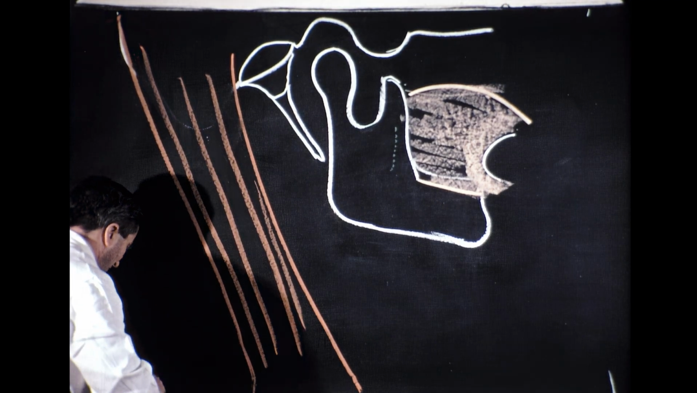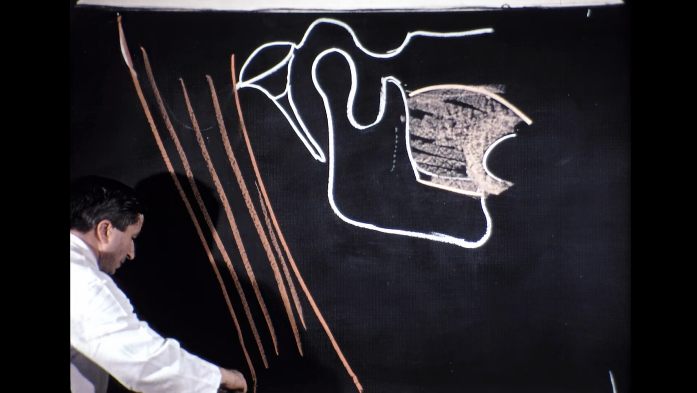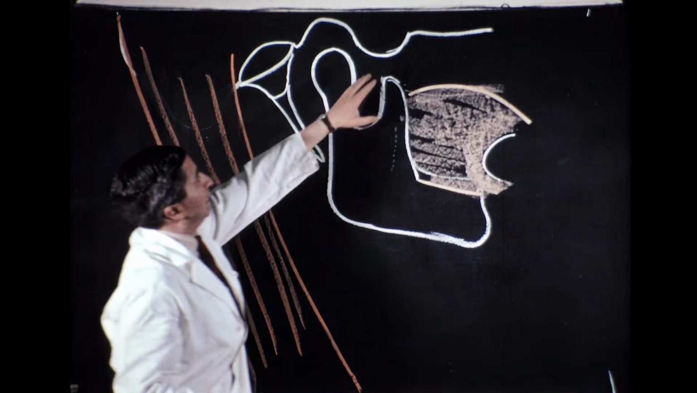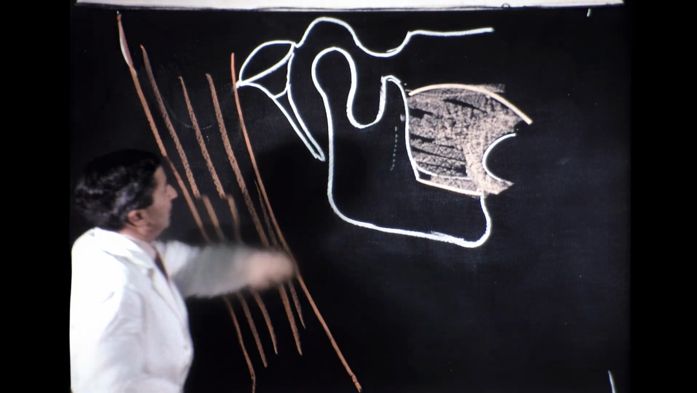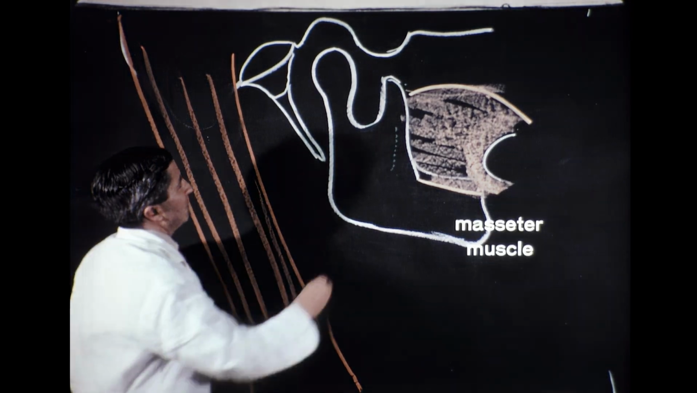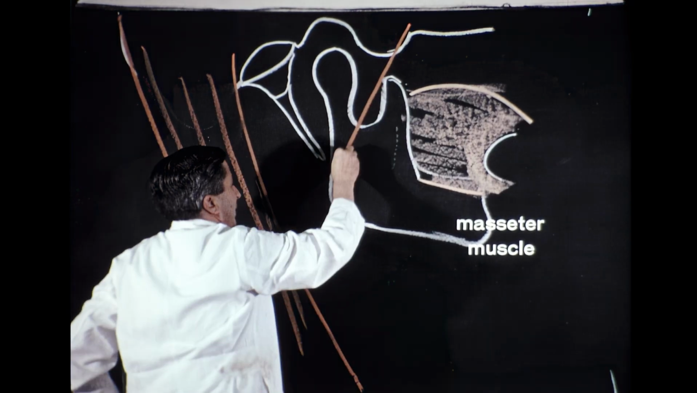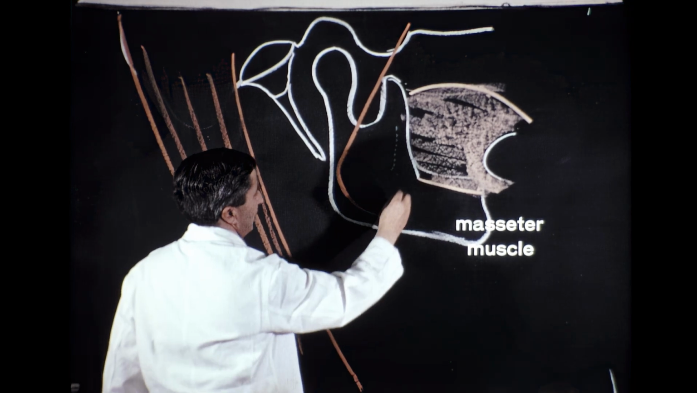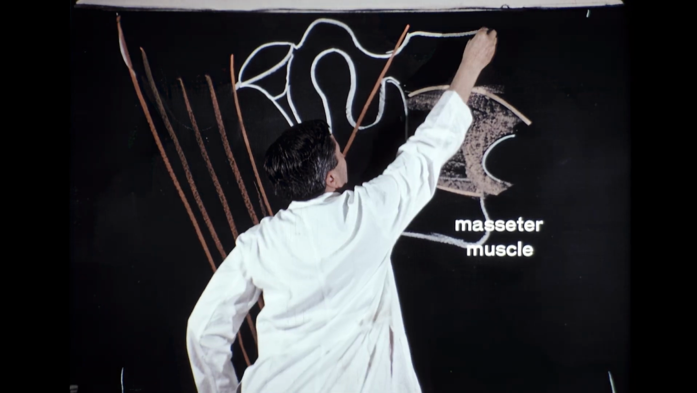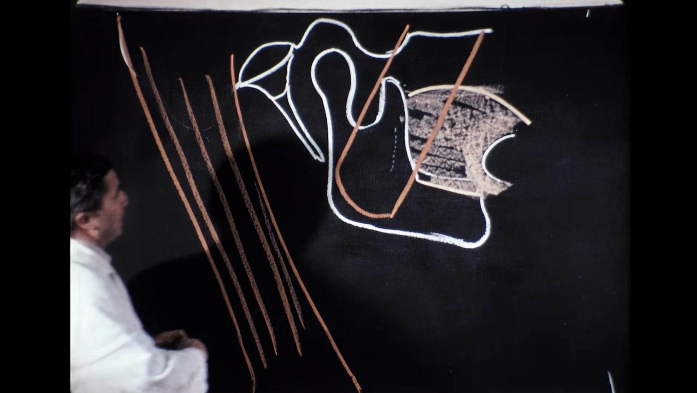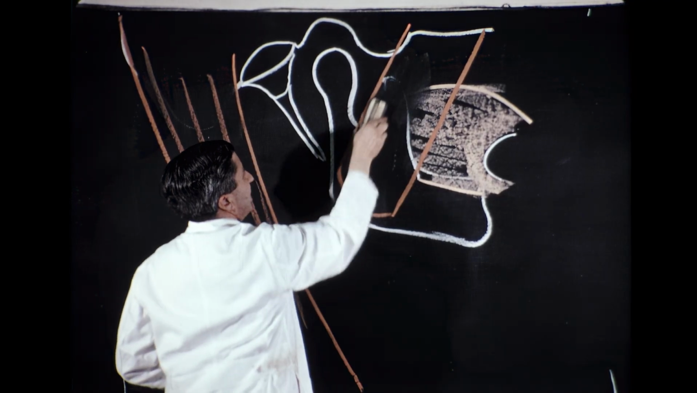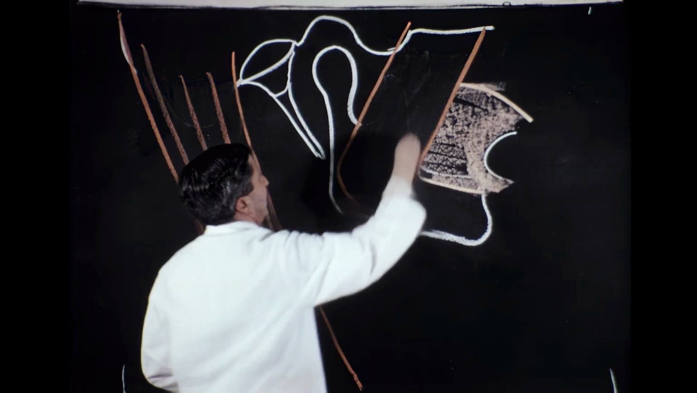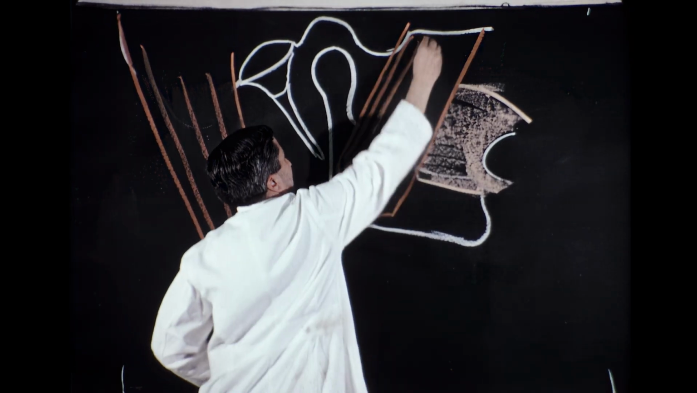Attached to the lateral surface of the mandible, we have coming down from this area, from the zygomatic arch, the masseter muscle. And the masseter muscle comes down and is inserted into the outer surface of the ramus of the mandible and the junction of the ramus and the body in that fashion. And so we can now rub out the structures that lie deep to there, the ramus of the mandible and the buccinator muscle, and put in the fibers of the masseter muscle.